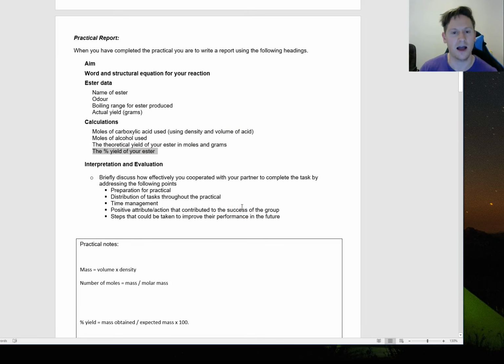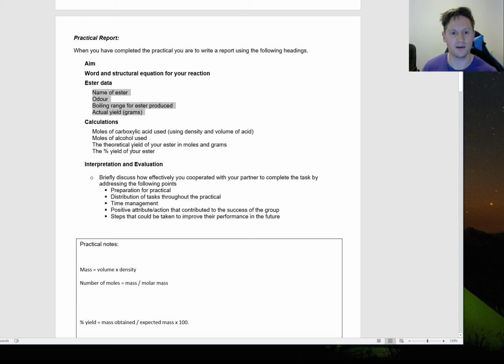I'd start working on the rest of the report. You want to make sure, just a basic aim, and you've got information in regards to the ester. So have the ester data, including the name, the odor, the boiling point range of the ester, and the other components, and the yield that you have obtained. So that's the table that you're going to make, and then you have your calculations.